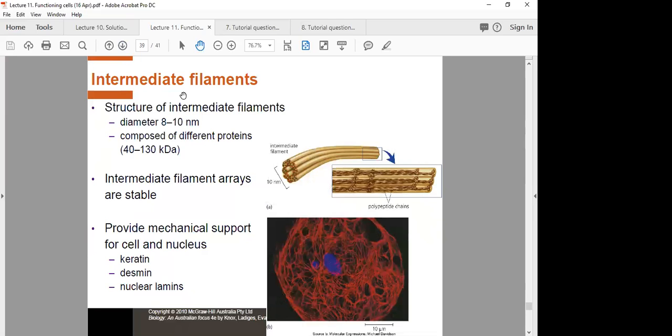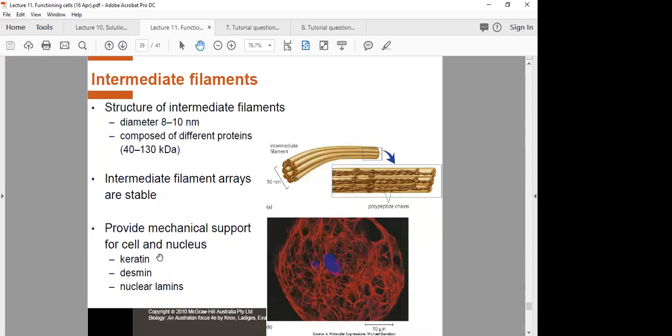These are really tough, these filaments. They have a diameter of 8 to 10 nanometers, and they're composed of several different types of proteins. They function primarily to provide mechanical support for both the cell and for the nucleus itself.